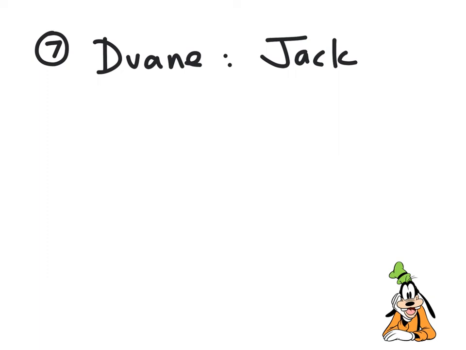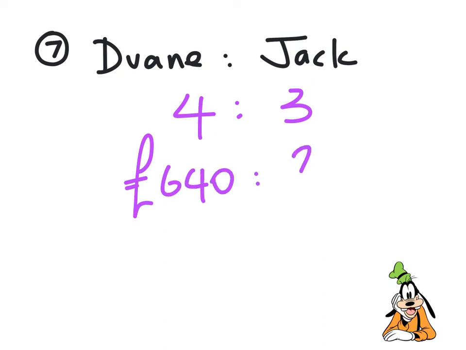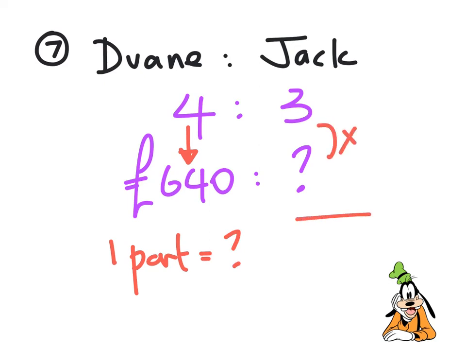Question 7. Dwayne Pipes and Jacuzzi, the plumbers. Now, Dwayne is more experienced, so he gets more money, and the ratio the question tells us is 4 to 3. He gets paid £640. We need to work out how much Jack gets paid. So 4 parts is 640, so you could work out what 1 part is worth. Once you know how much 1 part is worth, then you can do 3 times that to get how much money Jack gets paid.